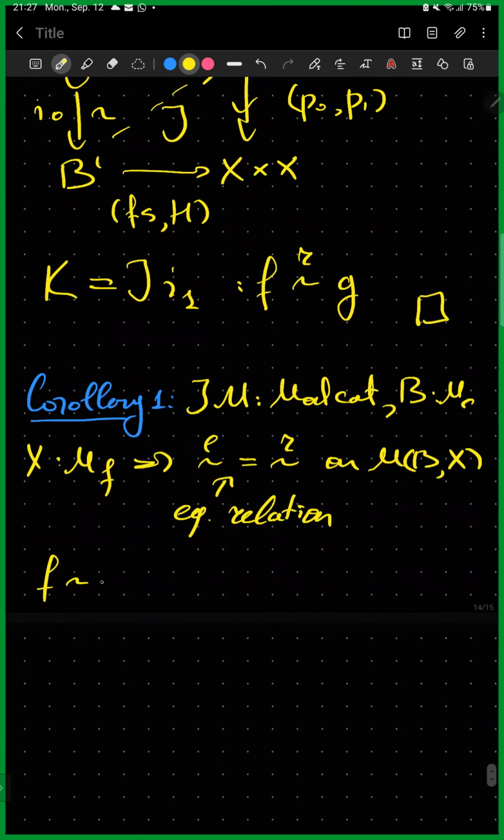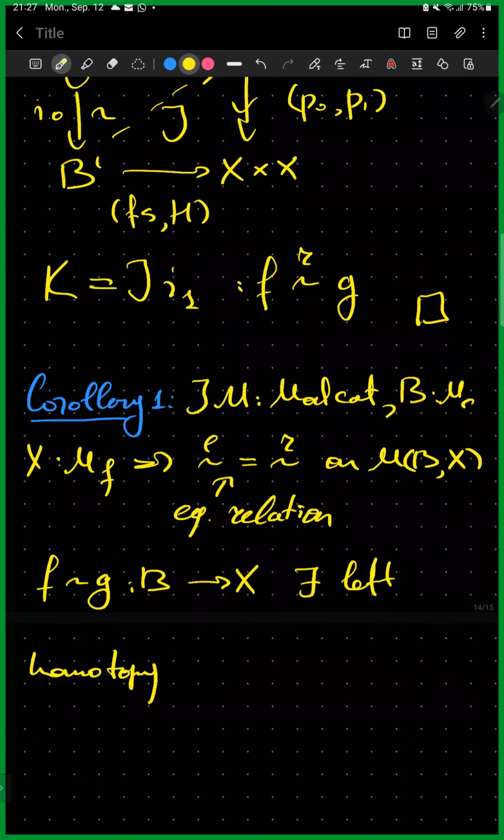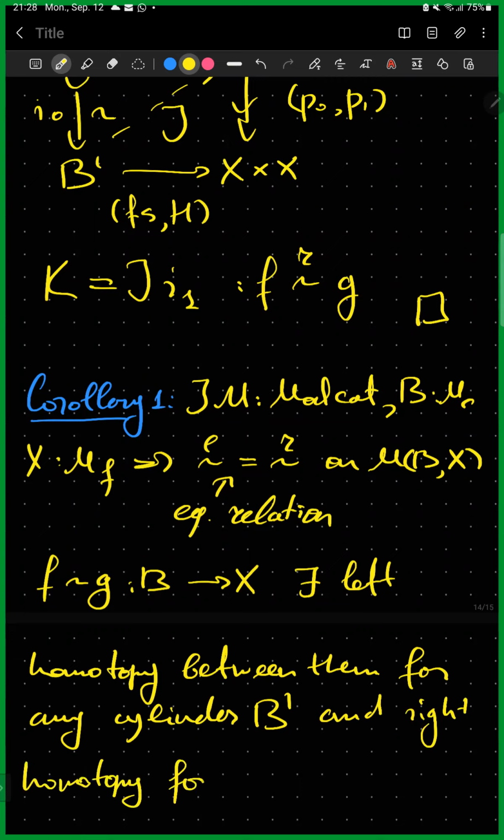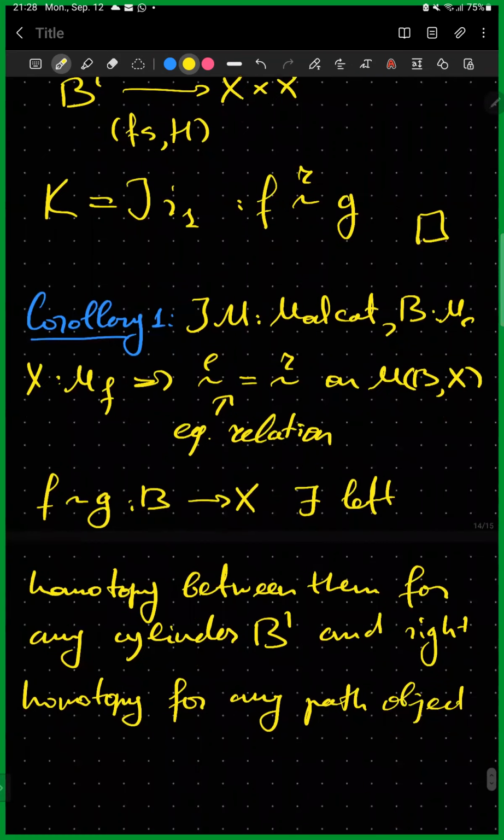Additionally, if F is homotopic to G, then there exists a left homotopy between them for any cylinder B prime, and a right homotopy for any path object X prime.